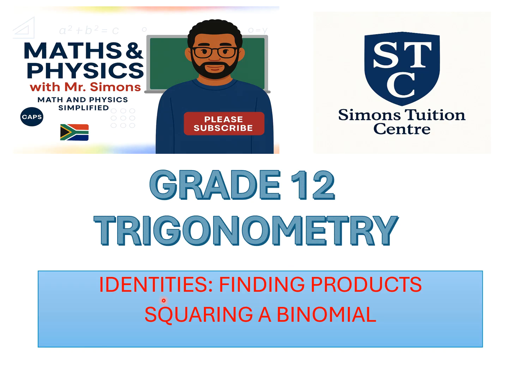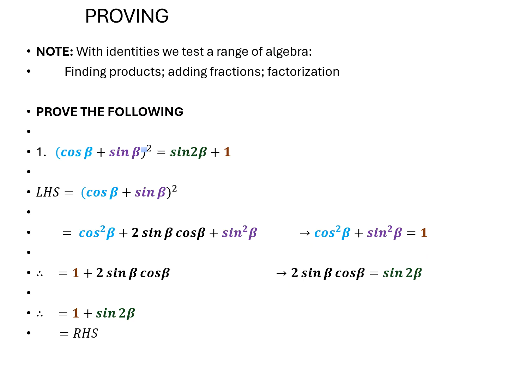I'm looking at identities and I'm starting with the one that seems to be the most problematic, finding products. This is where we give you a binomial and you have to square. Now there are three basic identity problems we test: either finding products, adding fractions or factorization. Now prove the following.